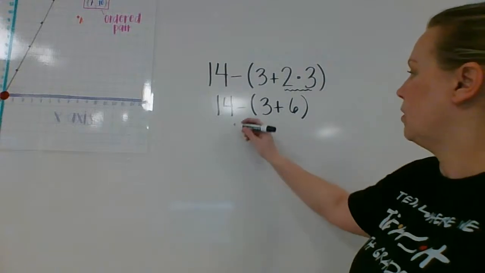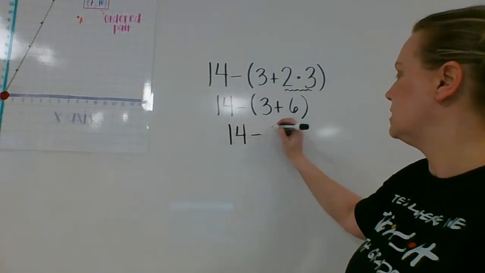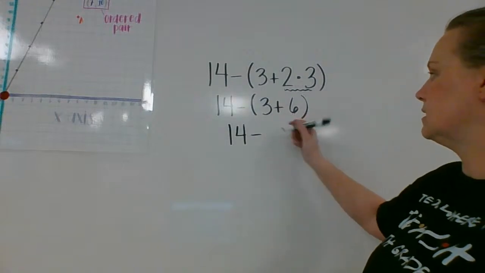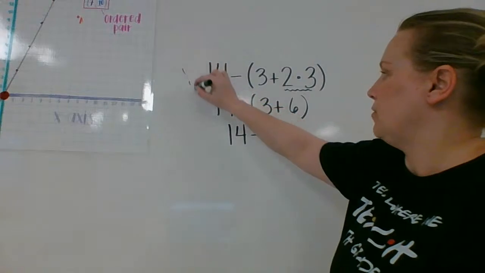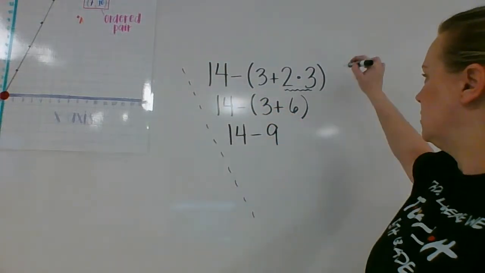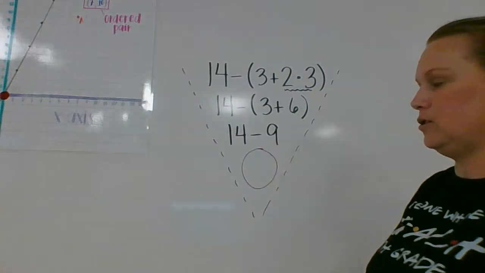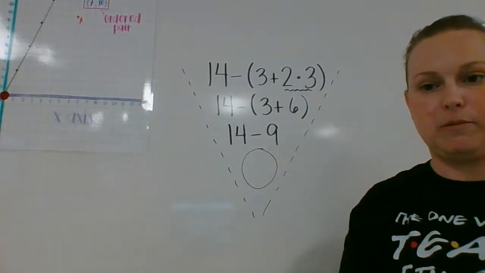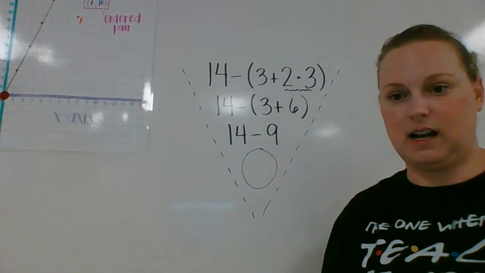Okay, working on our pizza, solving another step. 14 minus, what is 3 plus 6? 14 minus 9. And when you finish off your pizza slice, you should have a solution. 14 minus 9 equals, it's not 6. I think it's a typo.